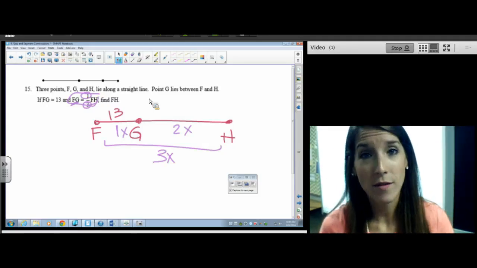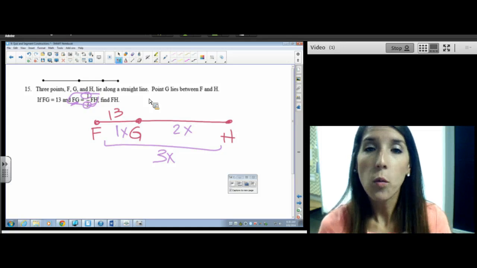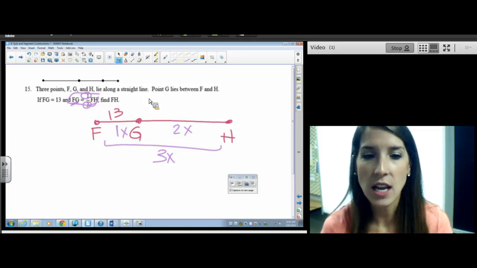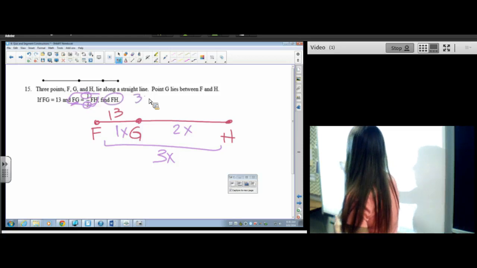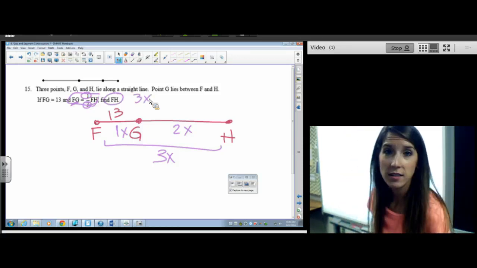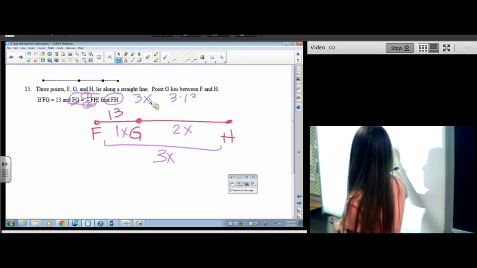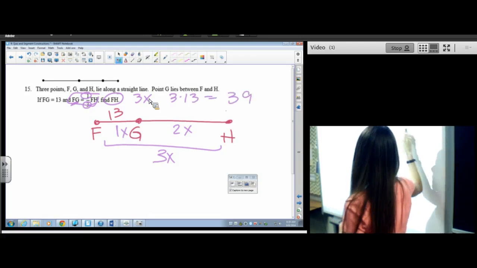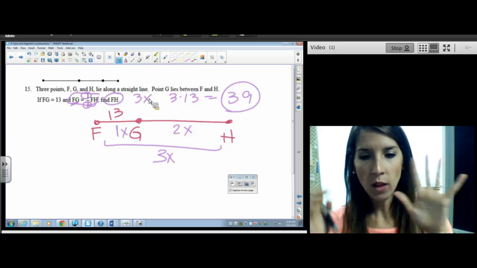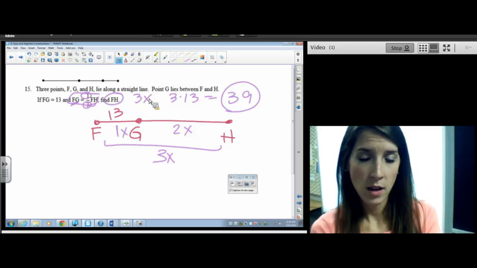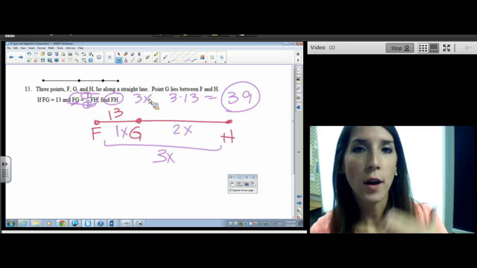All right, how long is one of the parts? Well, FG is 13. So one of the parts, X, is 13. I want to know what FH is. Well, it's 3 parts. It's 3 times X. So all you do is 3 times 13, and you get that the whole segment is 39. So FG is 13, GH is 26, and the whole thing is 39. 13 is 1/3 of 39.